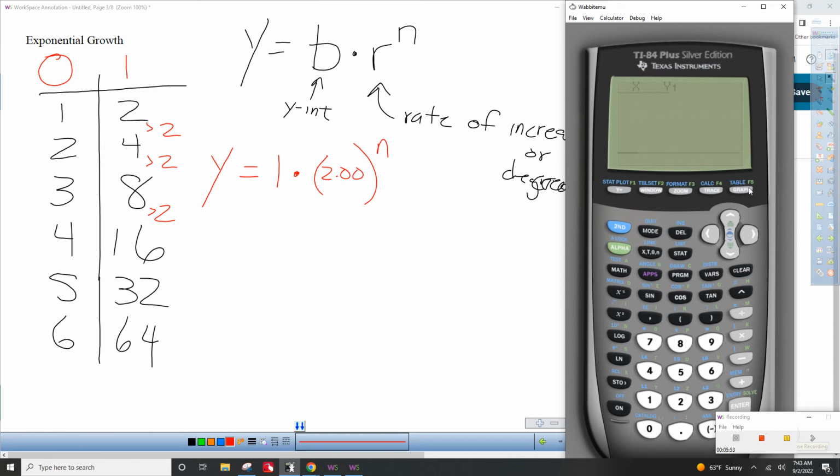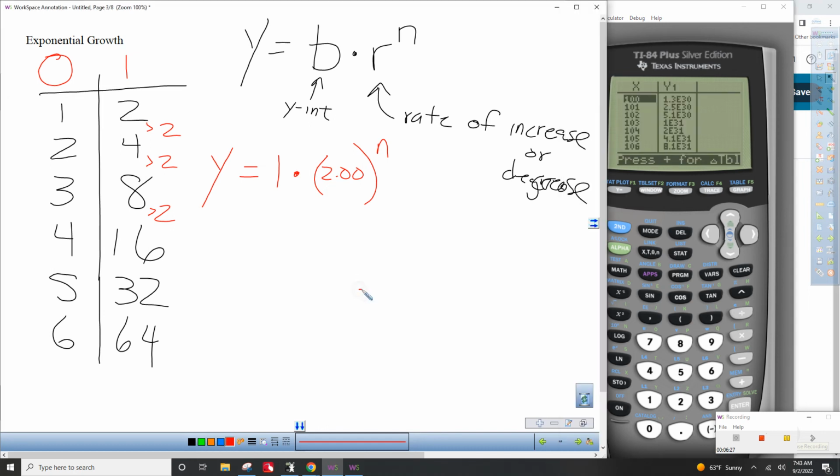So how many rabbits will we have in 100 years? Well, let's go to our table setting, and let's start at 100, and let's see how many we have. Oh my gosh, we're going to have 1.3 times 10 to the 30th power. That's like, I don't know, the biggest number you could probably think of, amount of rabbits. We're going to need to call these rabbits.